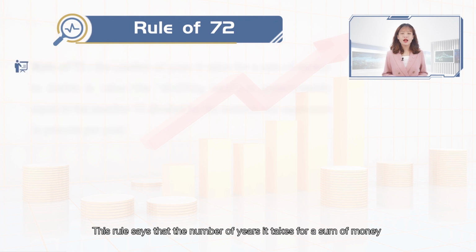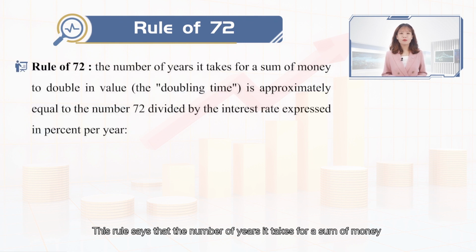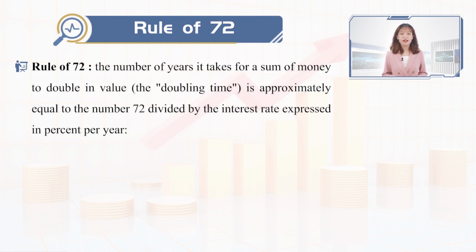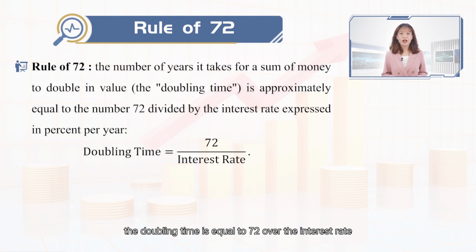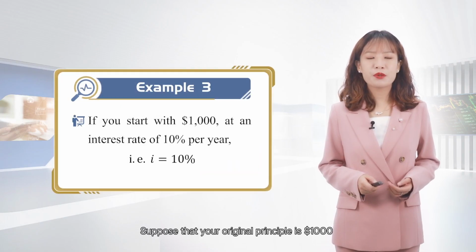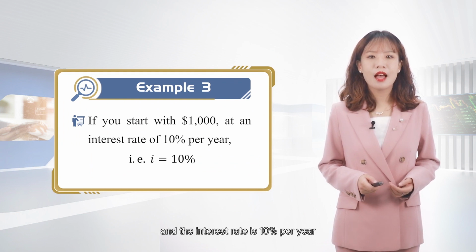This rule says that the number of years it takes for a sum of money to double in value, or the doubling time, is approximately equal to the number 72 divided by the interest rate expressed in percent per year. That is, the doubling time is equal to 72 over the interest rate. In order to understand this rule of 72 better, let's see an example.